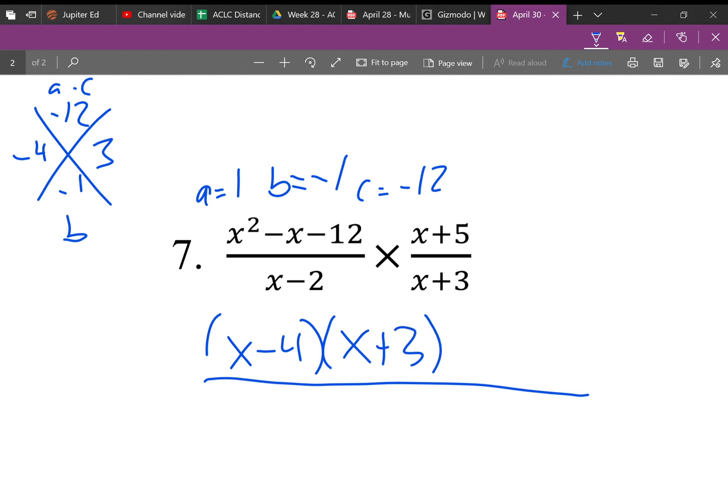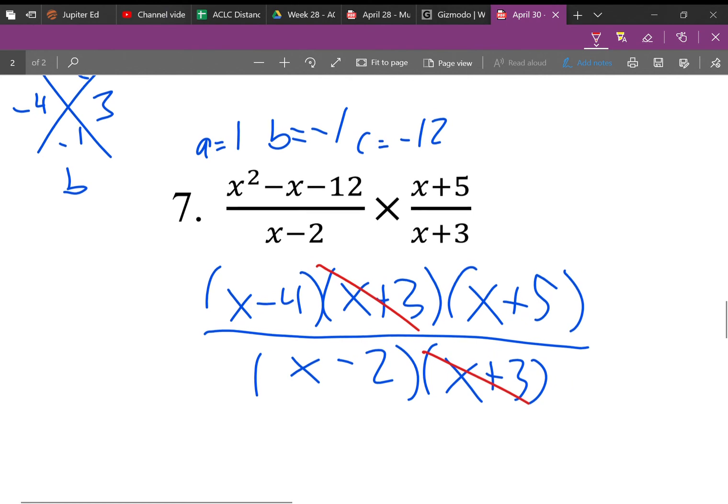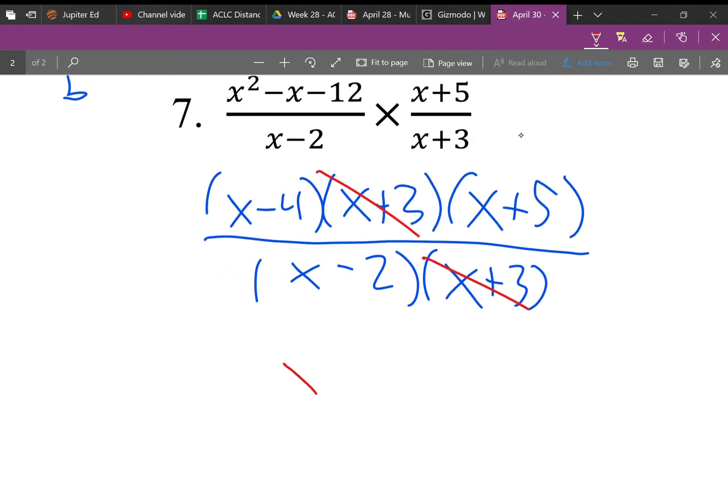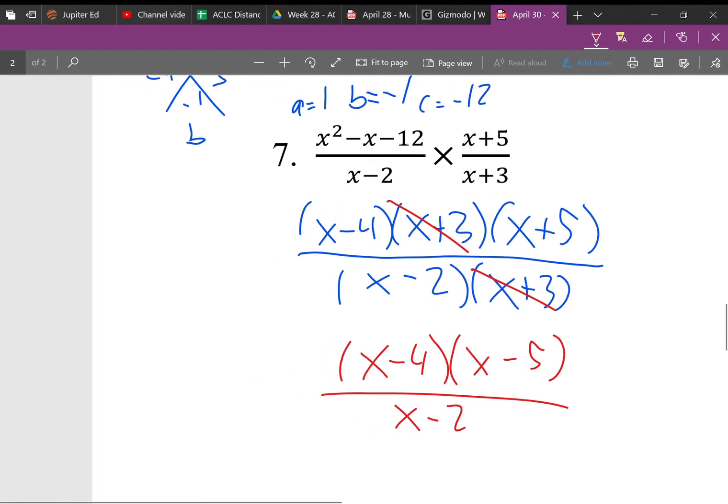And I wrote this longer division bar because I'm just going to bring everything else down as well. x plus 5 on the top. On the bottom we have x minus 2, and we have x plus 3. And look, now we have something we can cancel. So what is it? The x plus 3, the top and the bottom. Everything else, there's nothing we can do. The answer ends up being x minus 4 times x minus 5 over x minus 2. So that's it. We'll just factor and cancel, pretty straightforward, I hope.